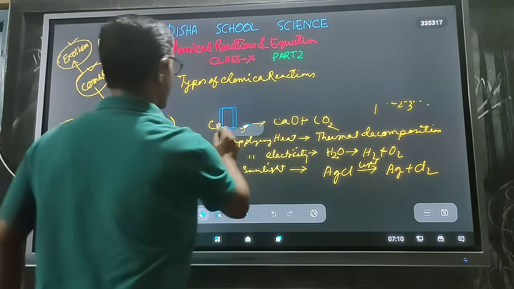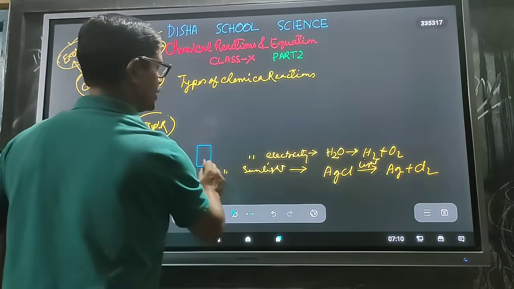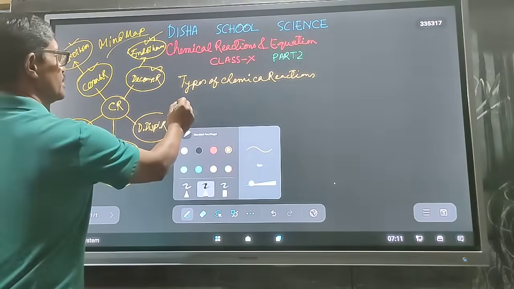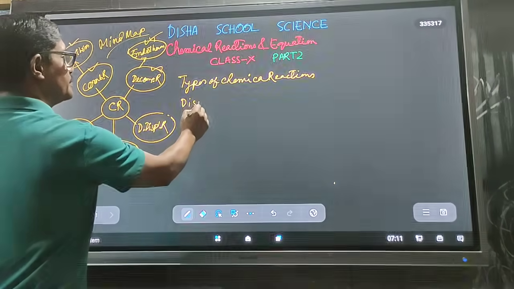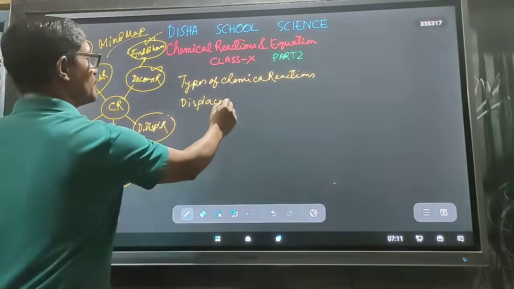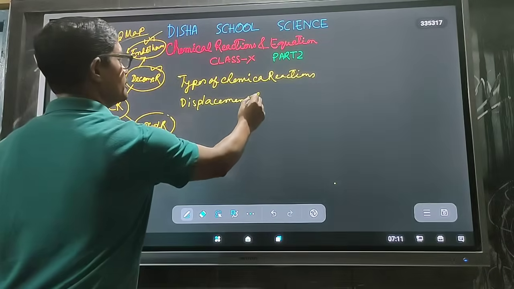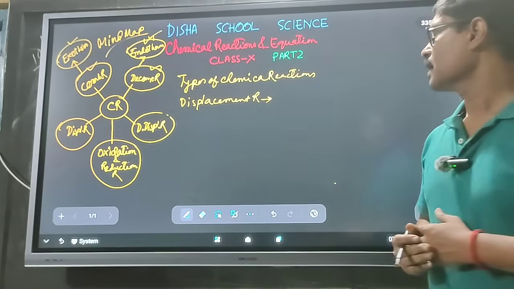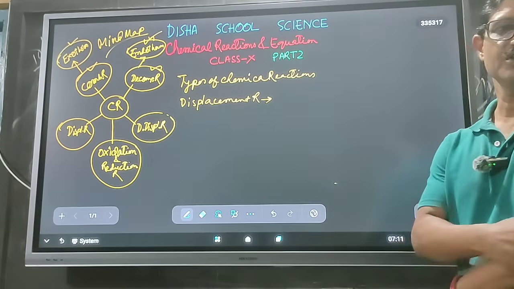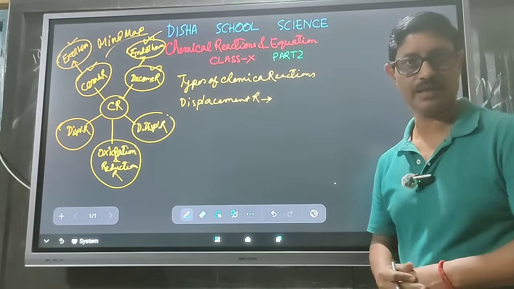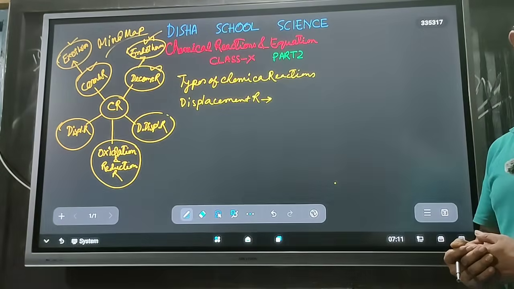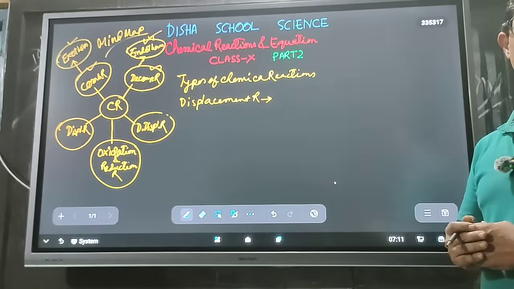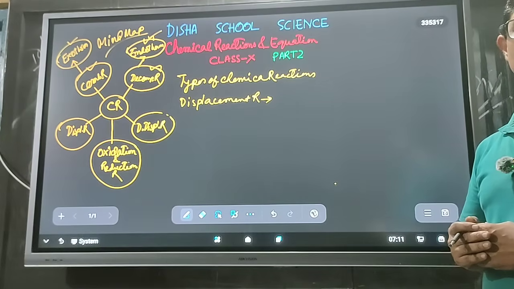Next is displacement reaction. You see displacement reaction. In case of displacement reaction, a highly active metal displaces a less active metal from its salt solution.